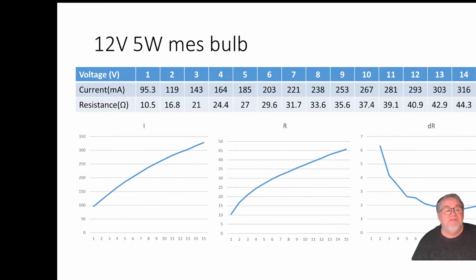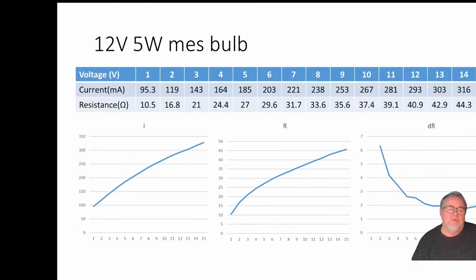But what happens is if you divide the voltage by the current, you get the resistance. Yep. Ohm's law, voltage over current equals resistance. And at 1 volt, the resistance of that bulb is 10 ohms. But at 10 volts, the resistance of that bulb is nearly 40 ohms. And at 15 volts, it's 45 ohms. So what happens is the resistance keeps changing as the voltage goes up and as the current goes up. It looks like it's nearly a straight line.